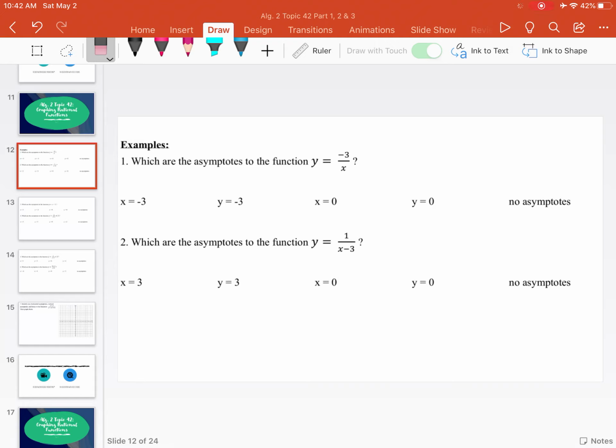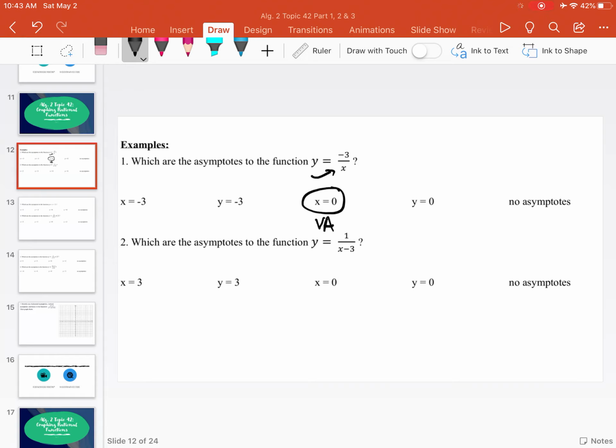What are the asymptotes to the function y equals -3 divided by x? Now remember, asymptotes include both vertical and horizontal. I like to personally think about the vertical asymptotes first because all I need to do is look at the denominator. So if I look at the denominator, here I just have x. Now for a vertical asymptote, we want the denominator to equal 0. So what can I plug in for x in order to make the denominator equivalent to 0? Well, I can have x equals 0.